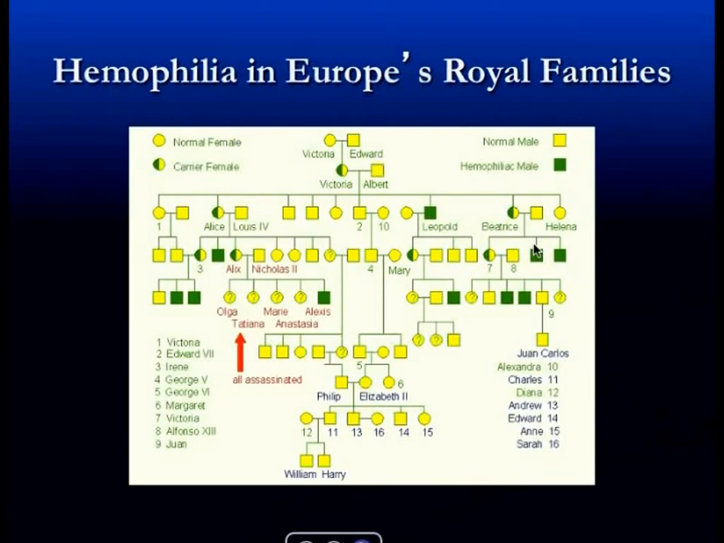Now, the whole thing was rendered moot when the Russian Revolution happened and they were all gunned down by assassins. If you're gunned down by a line of assassins, it doesn't really matter whether or not you have hemophilia. You're going to bleed to death. Just trust me on that one. So he made it to the assassination, but then he was killed.